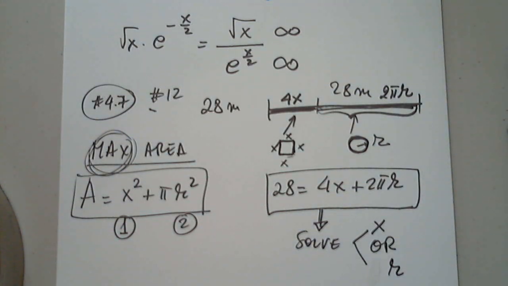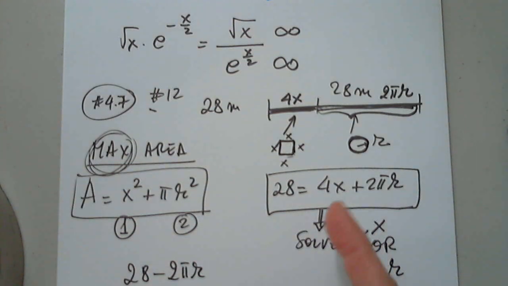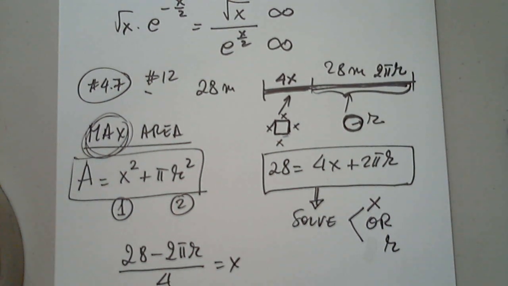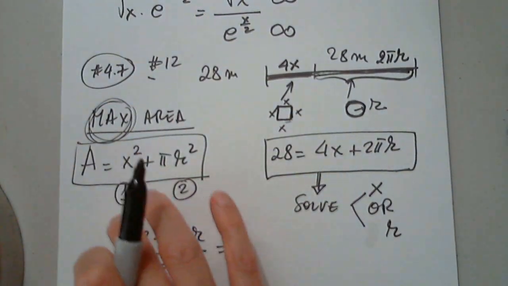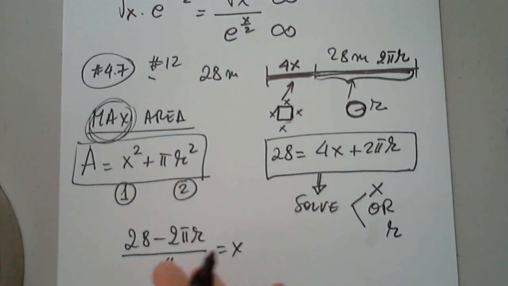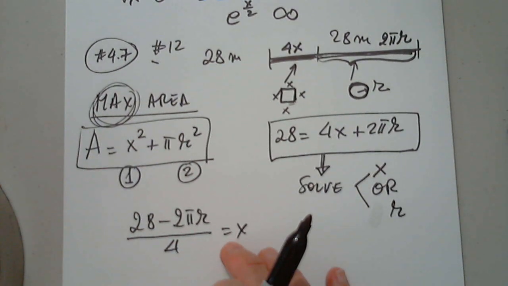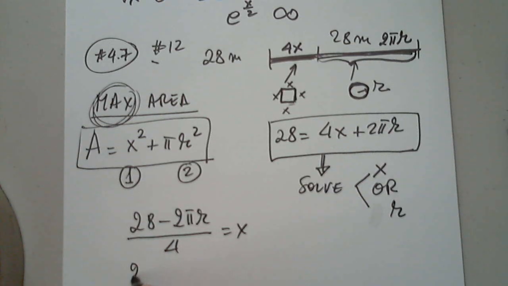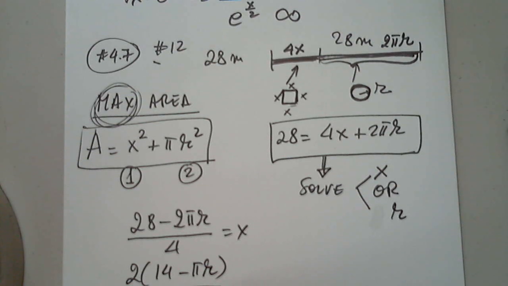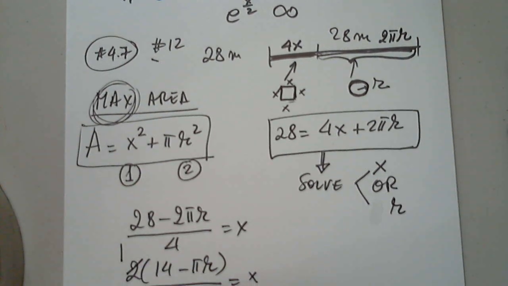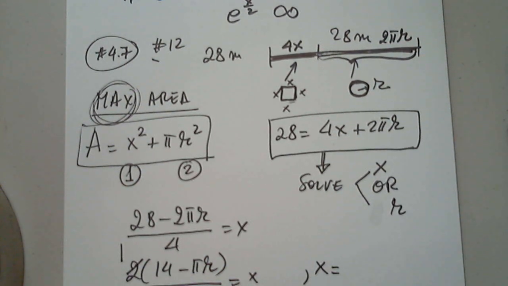Because x, fine. So if you want to solve for x, then we move 2 pi r to the other side, 28 minus 2 pi r, and we divide by 4. That's our x. I would like to simplify it a little bit, pulling out a 2. Do not simplify like this. I don't want to see that, please, I'm begging you. So pull out a 2, and we have 14 minus pi r divided by 4, and now you can simplify by 2.